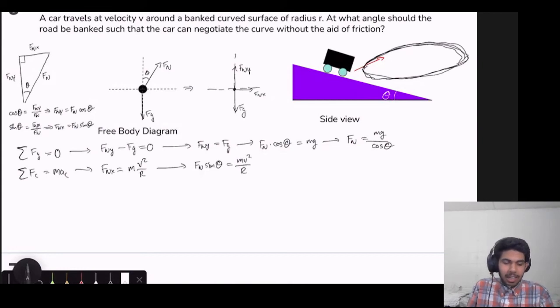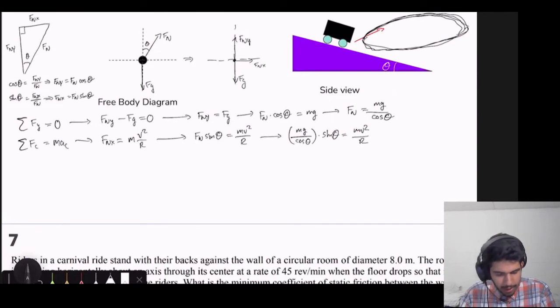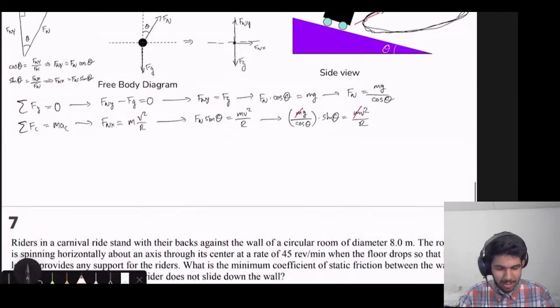To calculate that, we would need the angle theta, but that's what we're solving for. So let's just make that substitution in and see what happens. So this tells us mg divided by cosine of theta times sine of theta equals mv squared over r. And what we can see is that the m's cancel, which is a very good sign because we didn't have mass to begin with, and I was starting to worry.